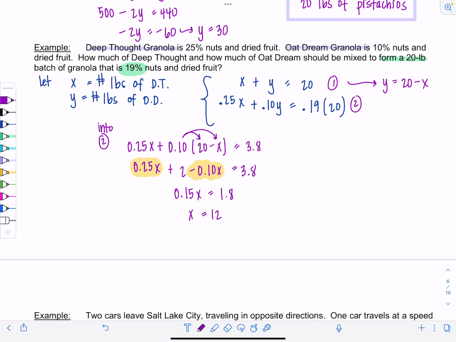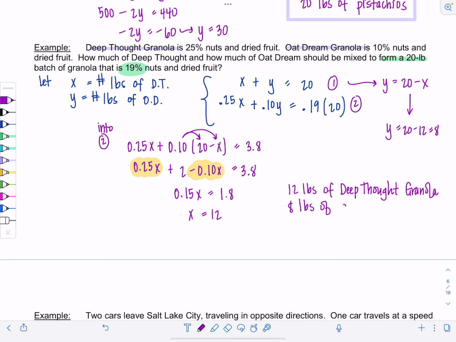All right, good. And then if X equals 12, that means Y is going to be 20 minus 12, which is 8. Don't write an ordered pair for your answer. Just answer the question here. So just give context to the variables. So we'll have 12 pounds of Deep Thought granola and 8 pounds of Oat Dream granola.